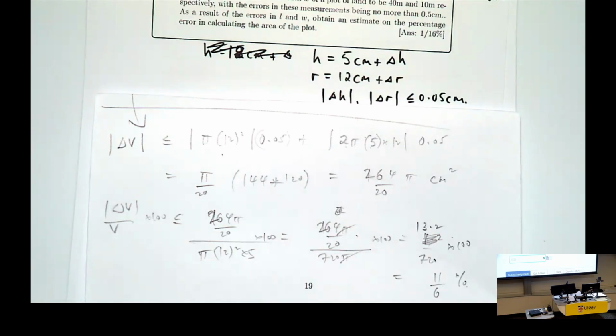Sorry, my writing's very messy. I try to write as neat as I can.